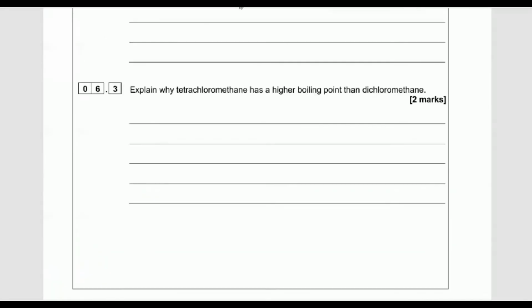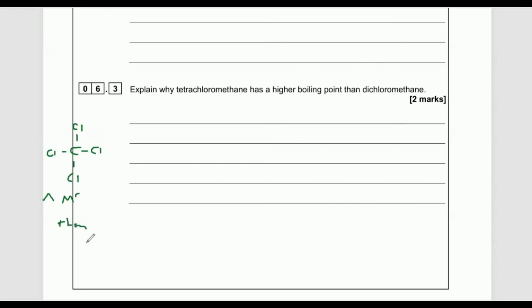Now we're going to move on to 6.3. So once again, pause the video and have a go. Explain why tetrachloromethane has a higher boiling point than dichloromethane. So tetrachloromethane, again, has chlorine atoms that are delta negative and the carbon is delta positive. However, the charges cancel out.